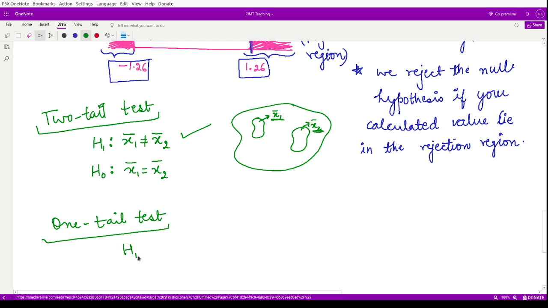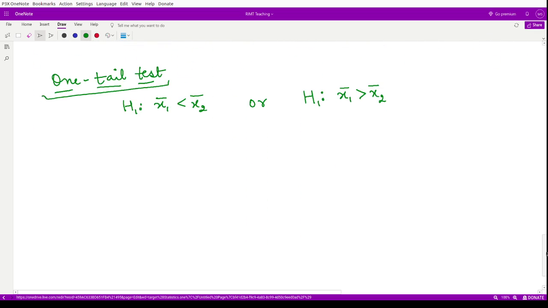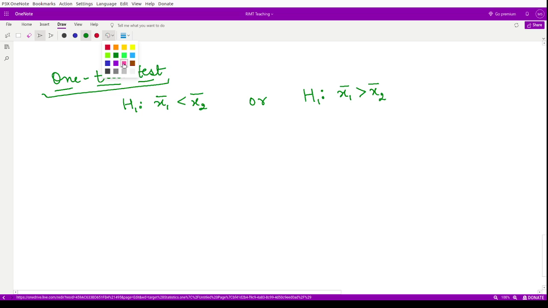if you have your alternative hypothesis as x1 bar is less than x2 bar, so that means the mean of first is less than the mean of second, or you may have your alternative hypothesis as x1 bar is greater than x2 bar, so that means the mean of first sample is greater than the mean of second sample. So in both of these cases you will say that you are having one tail test. So in this particular case your critical region would change.